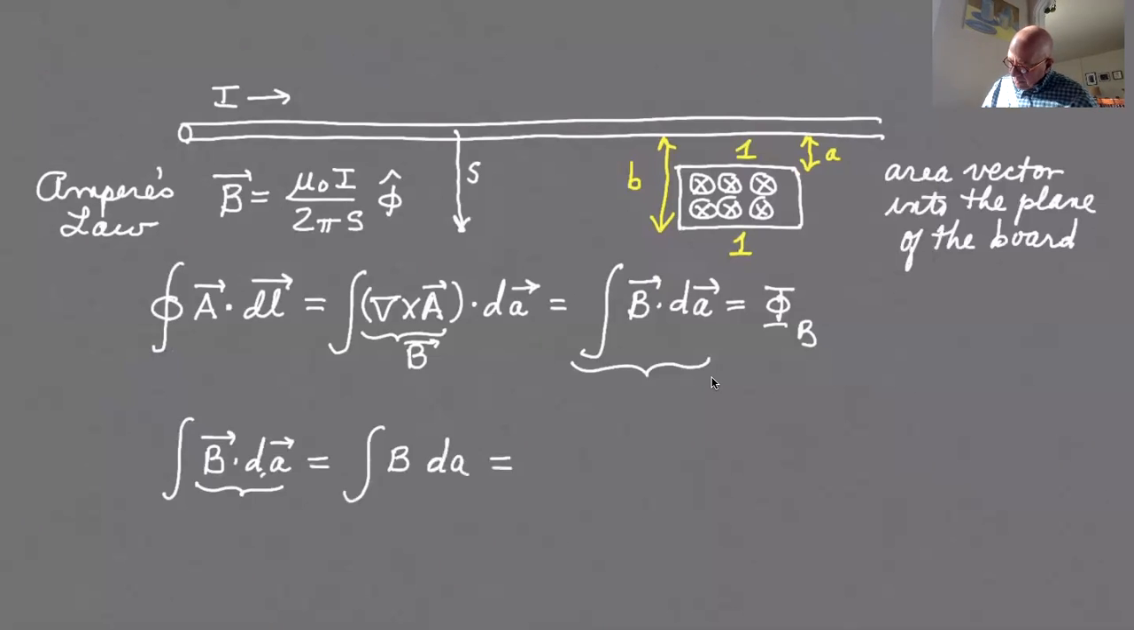B then is going to be equal to mu naught I over 2 pi s. Now, how can I calculate the area? Well, this really is going to be s into some space here, which is s plus ds.